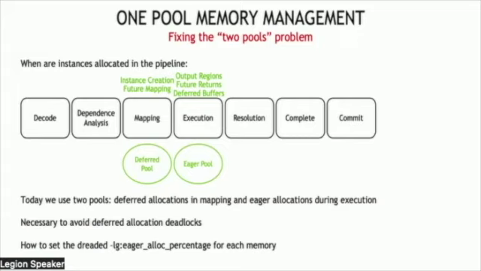And this leads to the sort of dreaded eager alloc percentage flag that you have to set, which cuts every memory into pieces, saying how much of this is for the deferred pool and how much is for the eager pool. And it's really hard for users to set this value correctly. It's really unintuitive and not something that people like to think about, and it's really hard to gauge. So we want to make this much better. And so we've come up with a branch that actually fixes this. It's called the one pool branch.